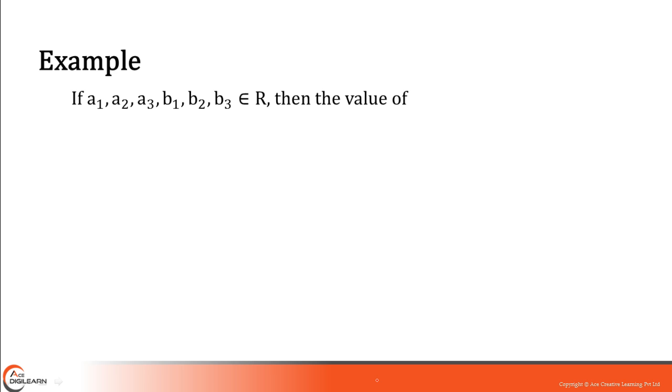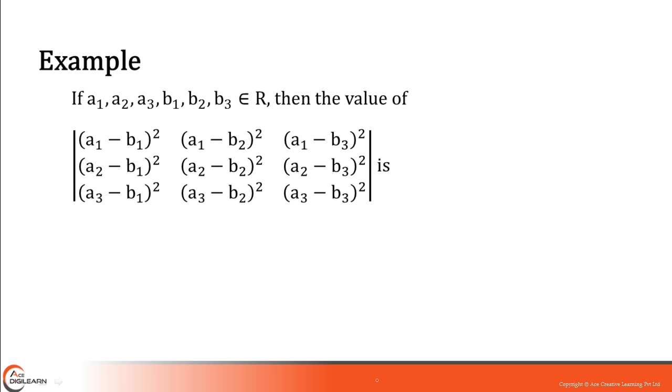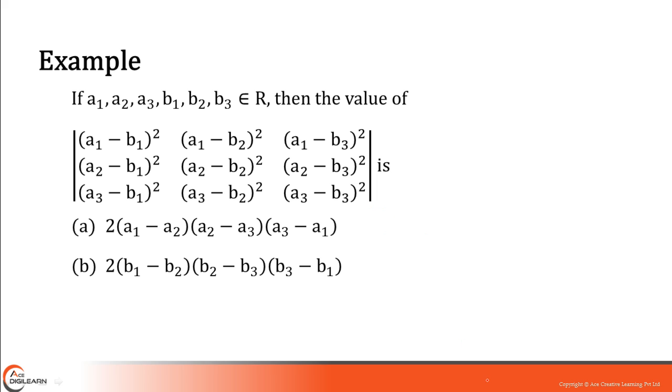Let us see one more question. a1, a2, a3, b1, b2, b3 are real numbers, then the value of the determinant is. Here the elements of the determinant are perfect squares, which you get by expanding a1 square minus 2a1 b1 plus b1 square. So each element is a perfect square, so each element can be expanded.